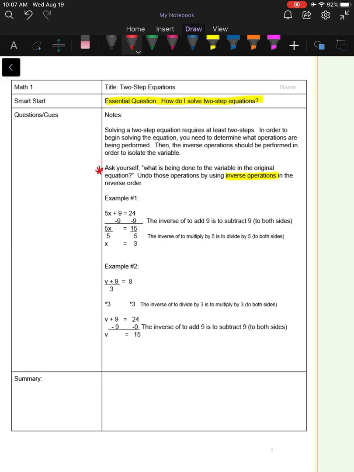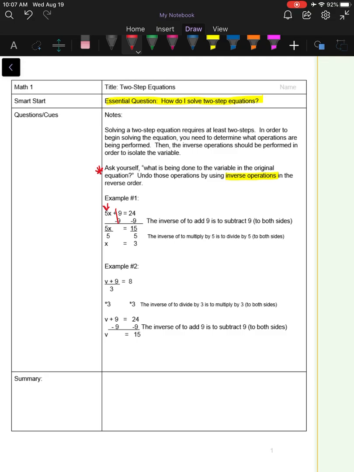Okay, so we're trying to find what x is. So the first thing we're going to do is the inverse operation of addition, which is subtraction, which would cancel this, giving my x by itself, 24 minus 9. So I did it to one side of the equal sign. It has to be done to the other. 24 minus 9 equals 15.